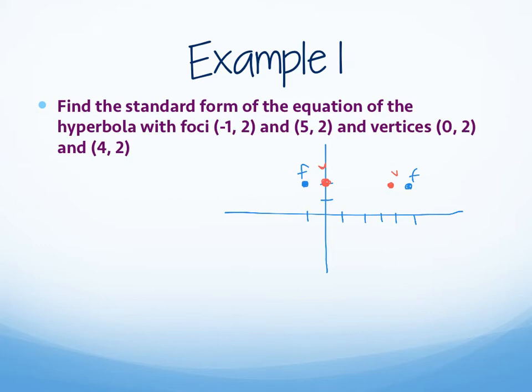What's the most obvious thing? It's horizontal. Okay, so if it's horizontal, because that's where the vertices or the foci would be, then I know it's going to be x minus h squared over a squared minus y minus k squared over b squared equals 1. What else can you tell me? How would I find my center? How do I find the center?